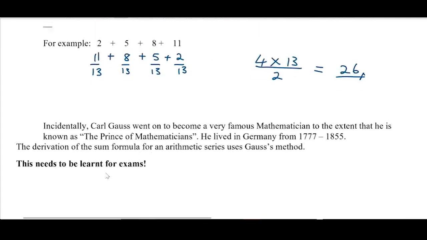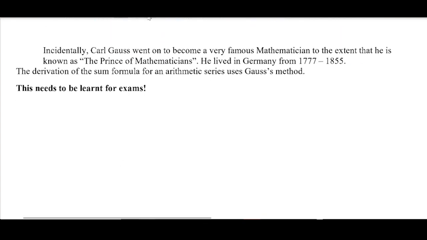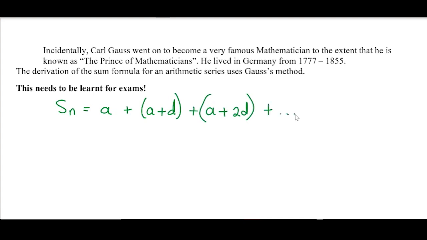Okay, let's now look at the actual formal proof, which needs to be learned for tests and exams, right? The sum of n terms of an arithmetic sequence: the first term is just a. The next term, remember, we add d to get our second term. To get our third term, we add another d. So the third term will in fact be a plus 2d. All right. And this actually carries on the whole way along.